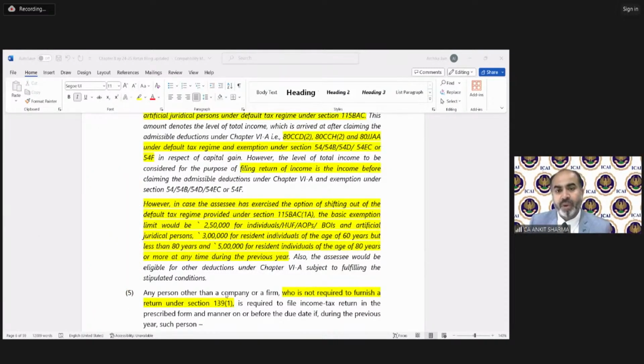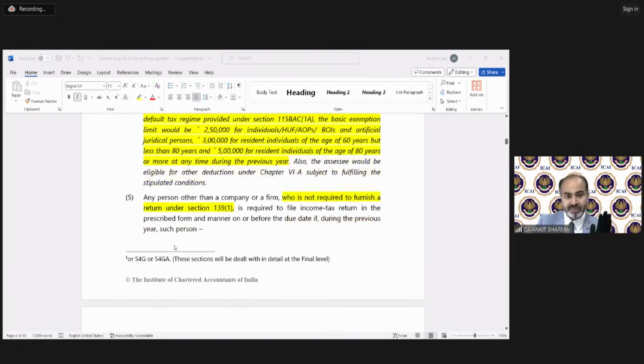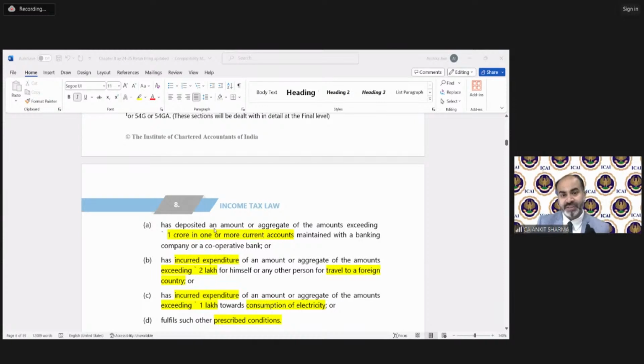Next is point number 5, that is point number E, which prescribes certain transactions. Those persons who do not require to file a return of income as per points 1 to 4 above, but fulfill certain conditions given in point number 5, then they need to file the income tax return. What are these conditions? Has deposited an amount, or aggregate of amounts, exceeding 1 crore in one or more current accounts. So if you deposit more than 1 crore in your one or more current accounts in a financial year, then you have to file an income tax return.